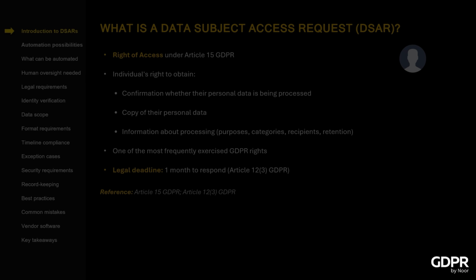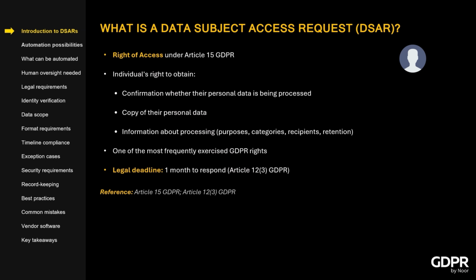Let's get started. A data subject access request comes from Article 15, which gives individuals the right to access their personal data. A DSAR requires you to confirm whether you process someone's data, provide a copy of that data, and explain how it's processed, its purpose, categories, recipients, and retention. DSARs are common because people want to see what data organizations hold about them. Under Article 12.3, you must respond within 1 month, which is challenging for organizations handling multiple requests or complex systems. This is why automation is appealing.